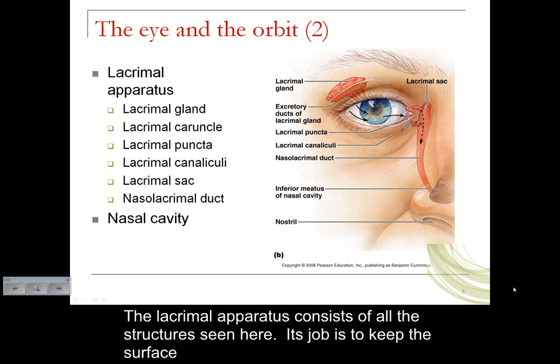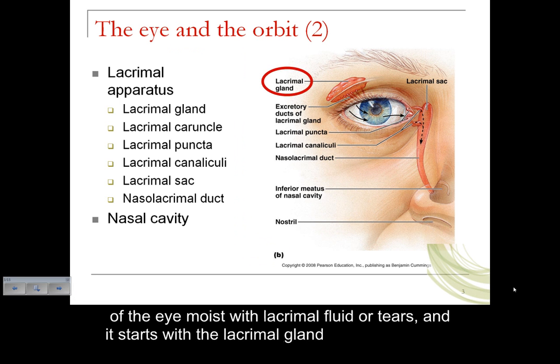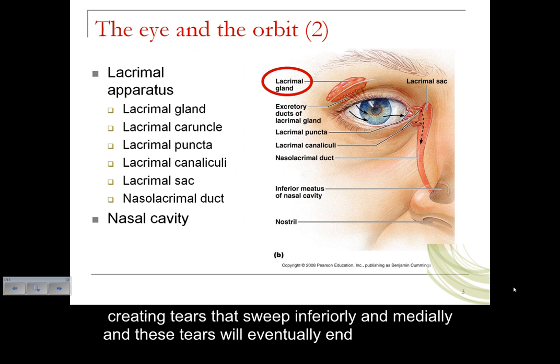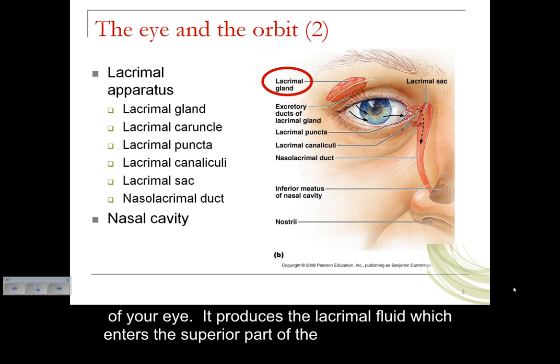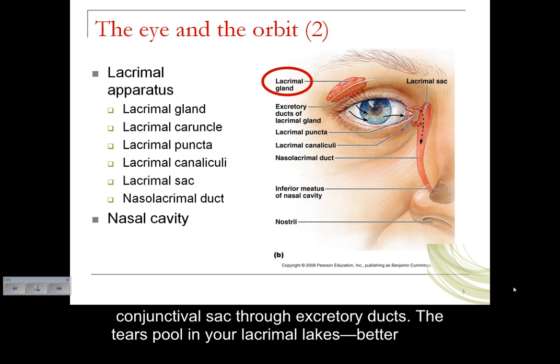The lacrimal apparatus consists of all the structures seen here. Its job is to keep the surface of the eye moist with lacrimal fluid, or tears, and it starts with the lacrimal gland creating tears that sweep inferiorly and medially, and these tears will eventually end up in your nasal cavity. Let's start with the lacrimal gland at the lateral superior portion of your eye. It produces the lacrimal fluid, which enters the superior part of the conjunctival sac through excretory ducts. The tears pool in your lacrimal lakes, better known as the lacrimal caruncle.